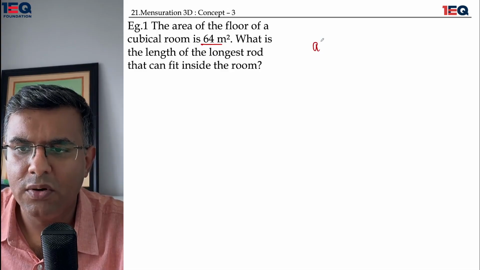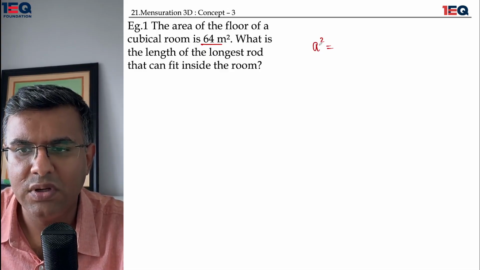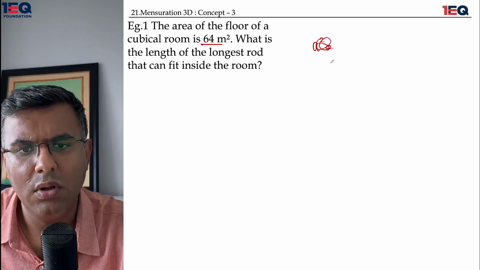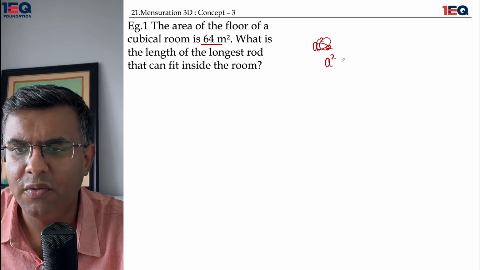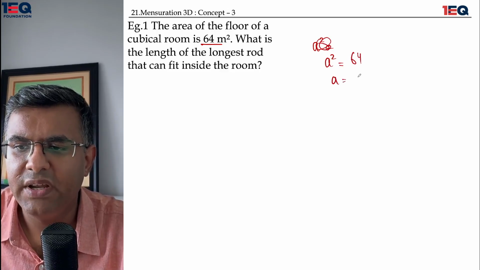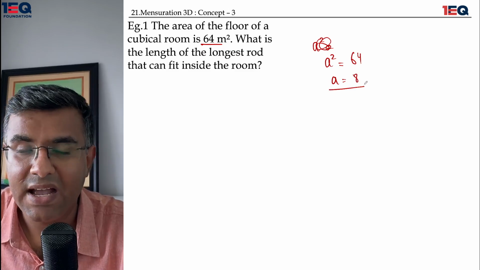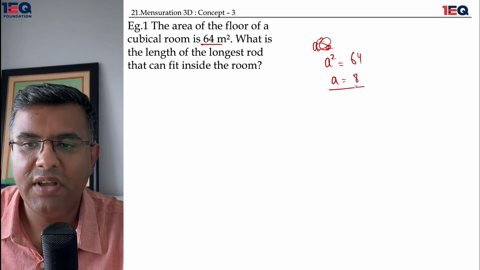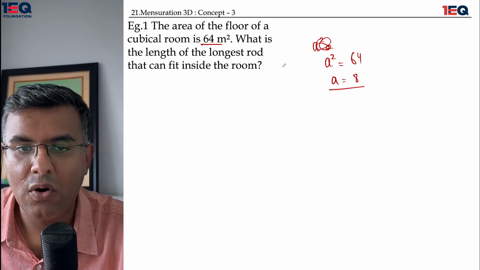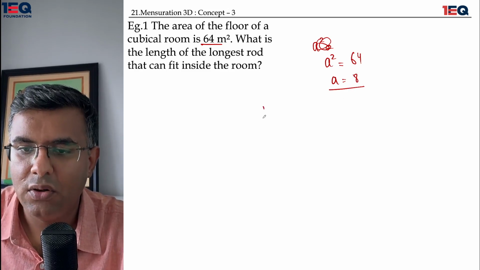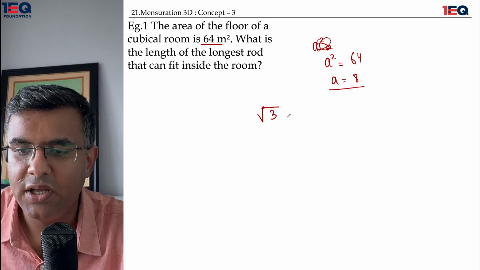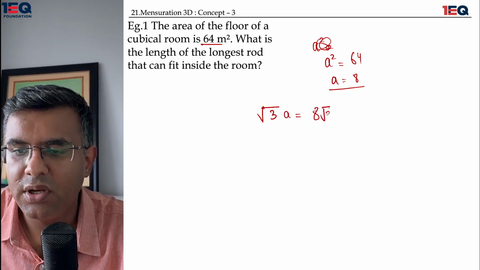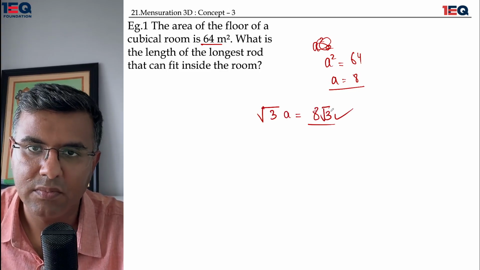We are in a cubical room, so the value is root 2a. No, it's the area of the floor. So the area of the floor is equal to a square, which is equal to 64. From here we get the value of a as 8. So we now need to find out the longest rod's length. The longest rod's length is equal to root 3 times a. So 8 root 3 would be my answer.